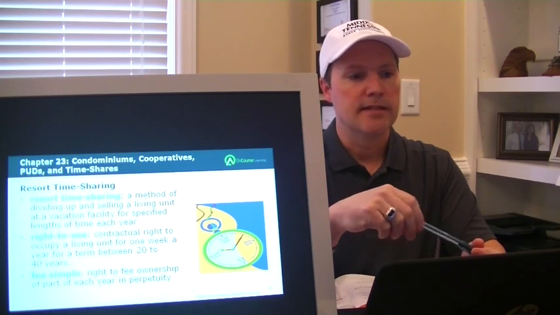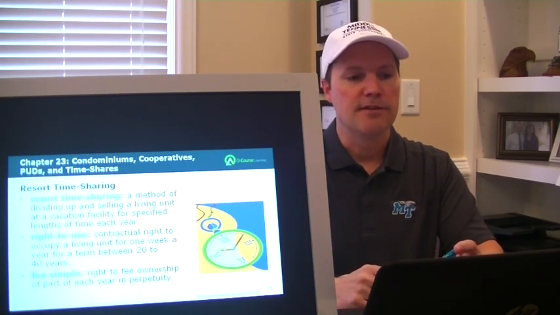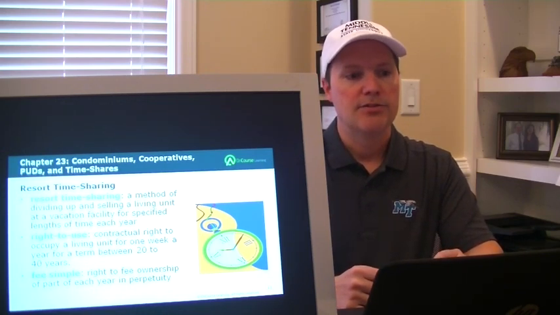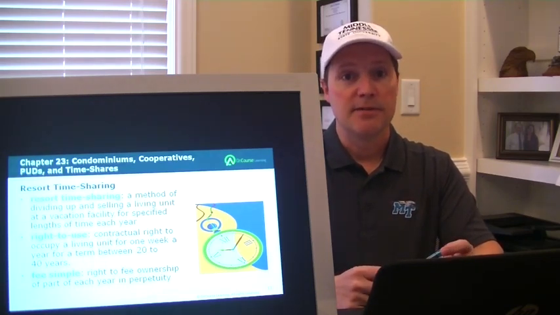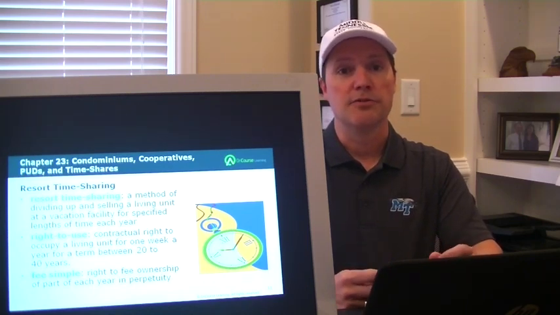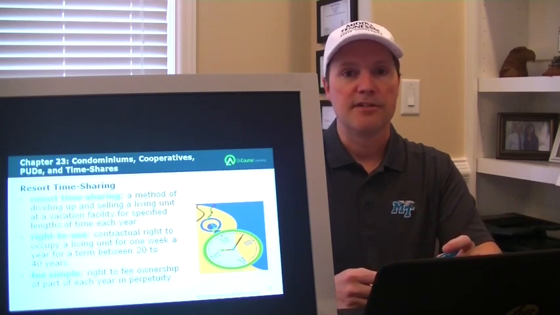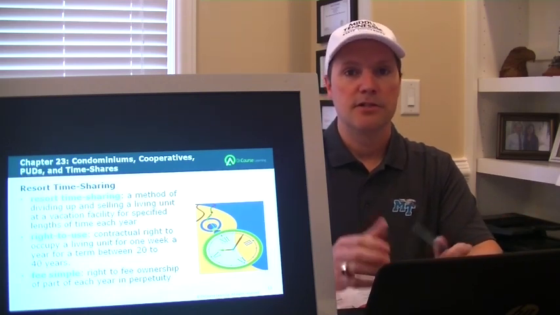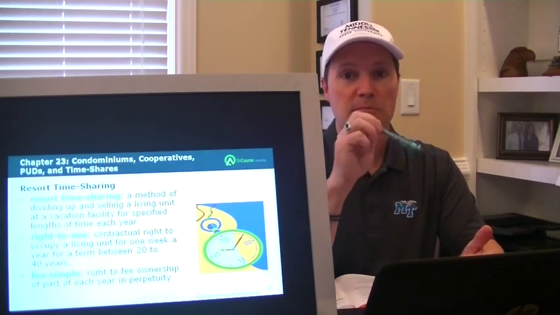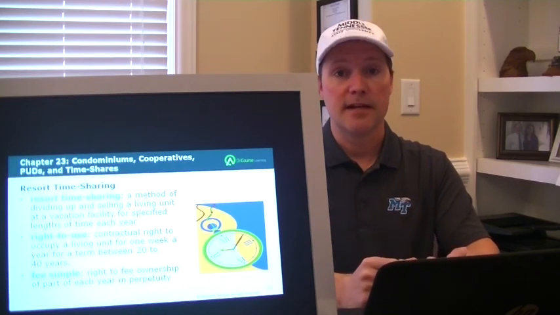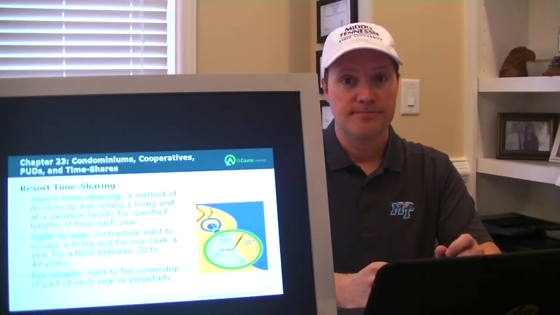Resort time sharing. Okay, resort time sharing, a method of dividing up and selling a living unit at a vacation facility for specific lengths of time each year. Okay, so timeshare. You have to have a timeshare license to be able to sell these timeshares. You go to Gatlinburg, a lot of other different areas that will have timeshares, and you have that unit, and it's done by calendar, and you just pick which month usually that you want to stay in your timeshare, and then that's set up for you.